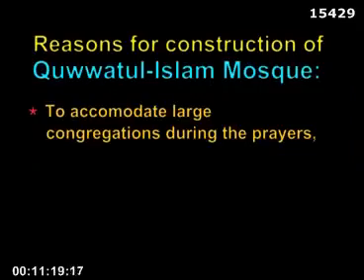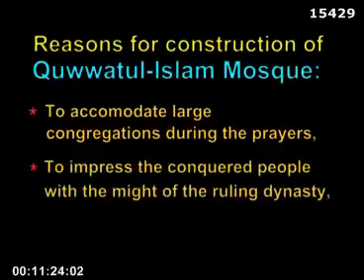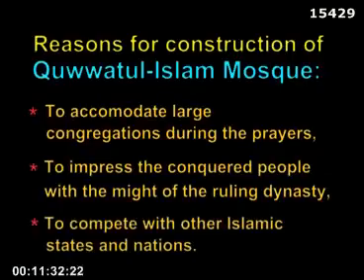There were three motives behind which Qutbuddin Aibak had to construct the Quwwatul Islam or Might of Islam mosque. One, the swelling masses of new converts would have to be accommodated in a huge congregational yard. Two, the population whom he had conquered and vanquished would have to be impressed with the might of the new ruling dynasty. And three, he was competing with other rival Islamic states and nations.